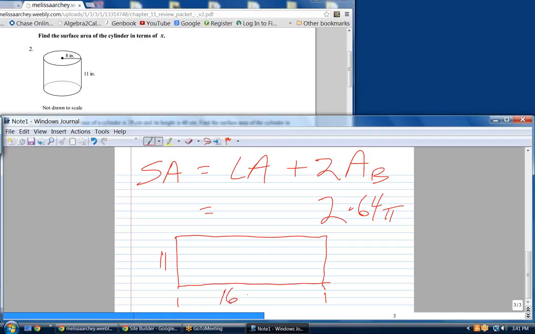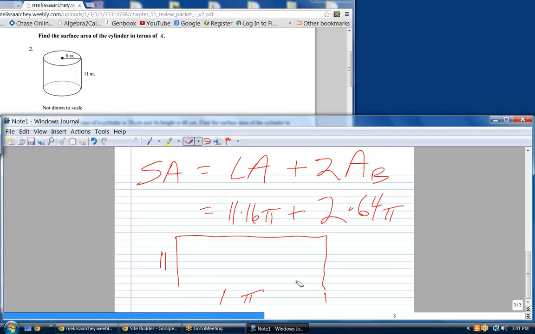16 pi. Okay. So that's the dimensions of the soup label, and that's the same as the lateral area. So that's 11 times 16 pi. We'll just write it like that. 11 times 16 pi plus 2 times the area of one base. That's all we need to go. The concept here is the length of this rectangle is the circumference of the circle.